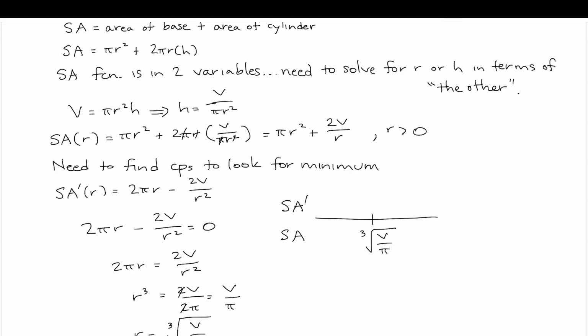Now again, this is a little bit tricky because we don't have numbers we can plug in, but hopefully you can see, and using the previous example as a guide, that if my radius value is smaller than the cube root of volume over pi, then my surface area derivative will in fact be negative. And if I have a radius larger than the cube root of volume over pi, then my surface area derivative will be positive, which means my surface area function goes from decreasing to increasing. So once again, I have not only a relative but an absolute minimum when the radius is the cube root of volume over pi.